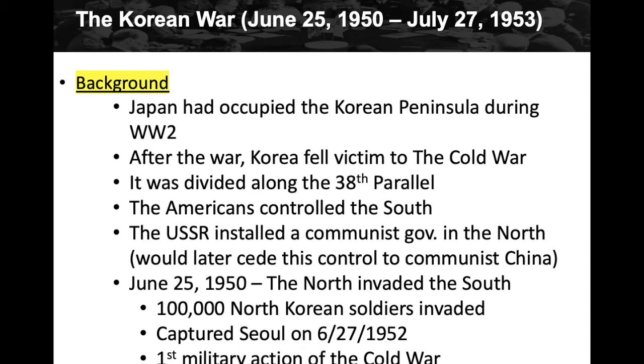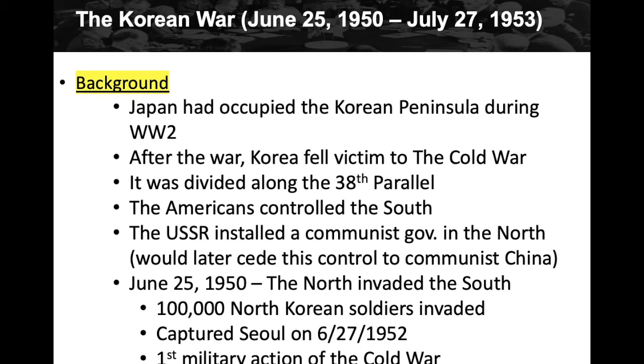Some background to the Korean War. Japan had occupied the Korean Peninsula during World War II, and after the war, Korea fell victim to the Cold War. Because the peninsula is attached to the mainland of Asia, obviously the Russians, the USSR, don't want that to be a democracy, so they wanted to be involved, and so next thing you know, Korea is divided in half. It was divided along the 38th parallel, that's the lines on the globe. The north section is called North Korea, the south section is called South Korea.